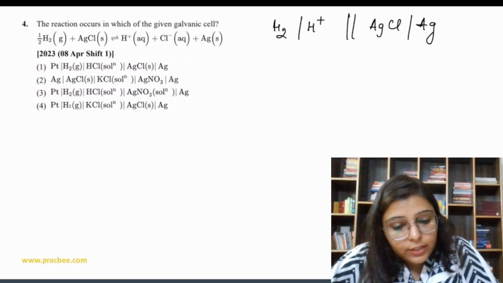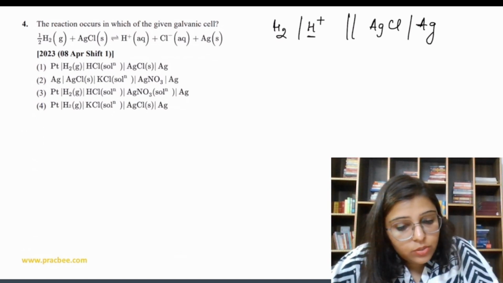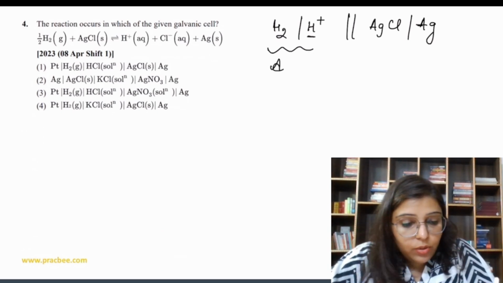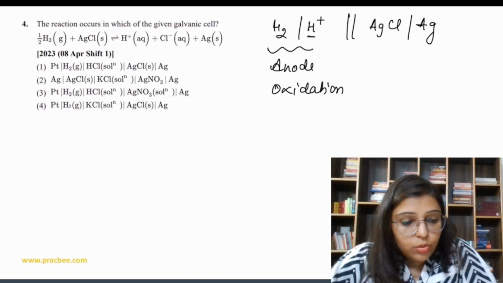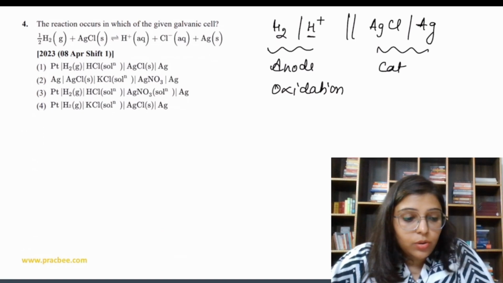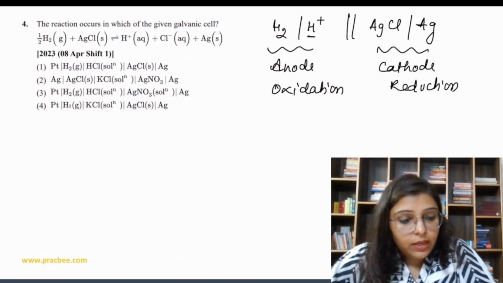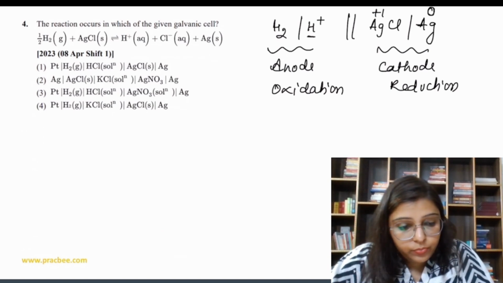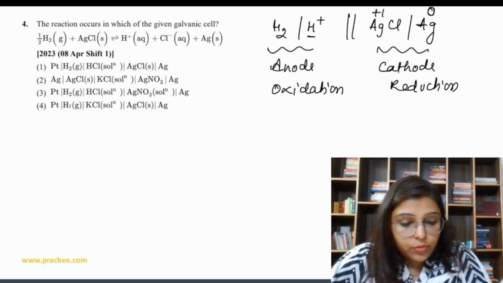Look, H2 to H plus. H plus we can write in terms of HCl. So we have to analyze this. This is the anode, oxidation. AgCl goes to Ag, so this is the cathode, and cathode means reduction. So reduction, Ag plus 1 to Ag0. Okay, so we have to write this.